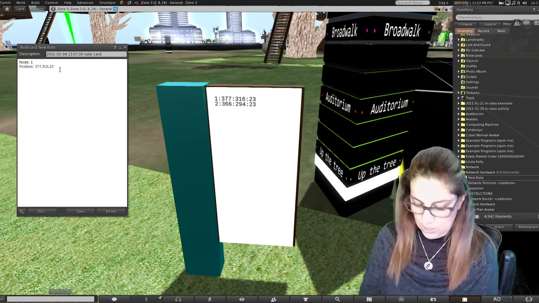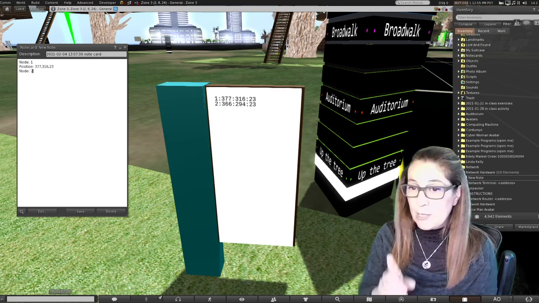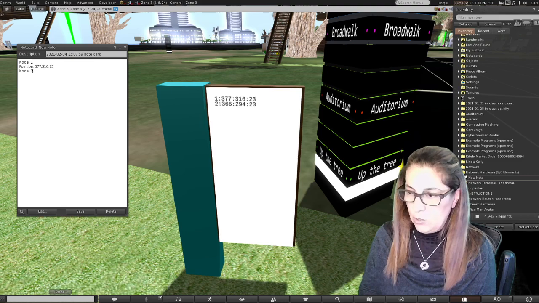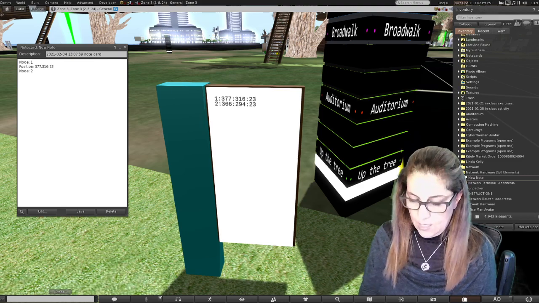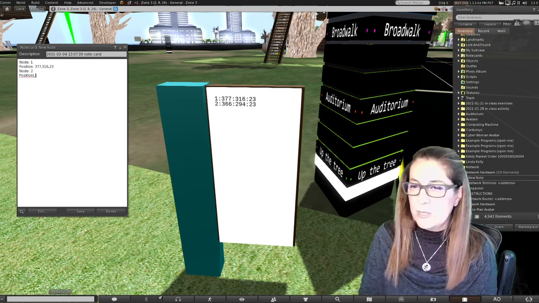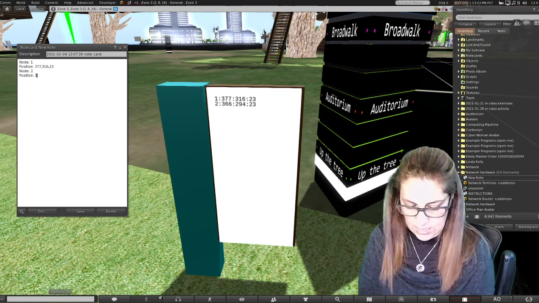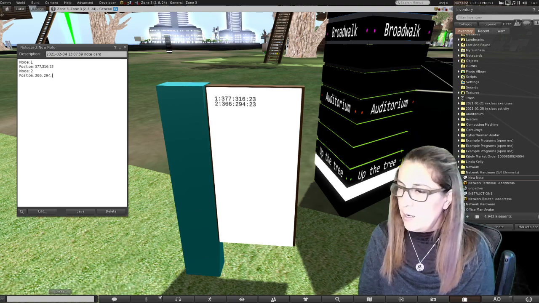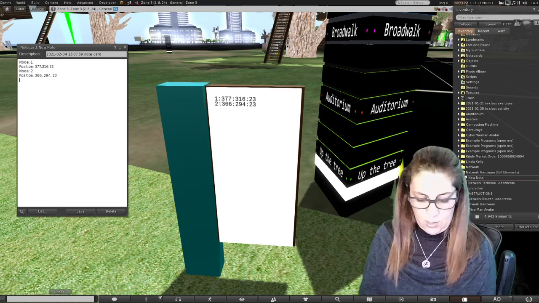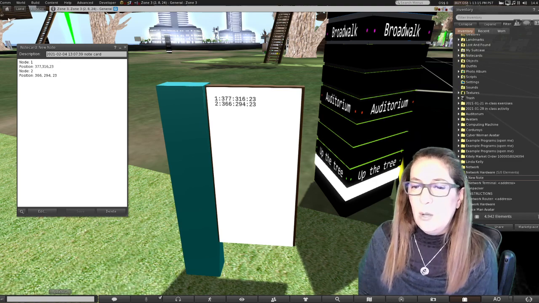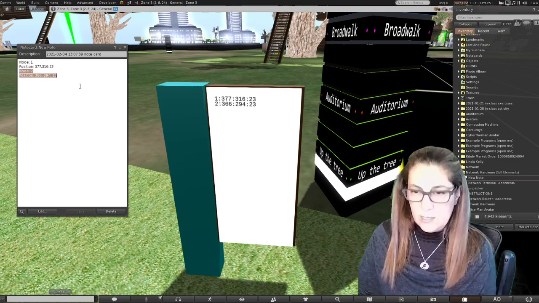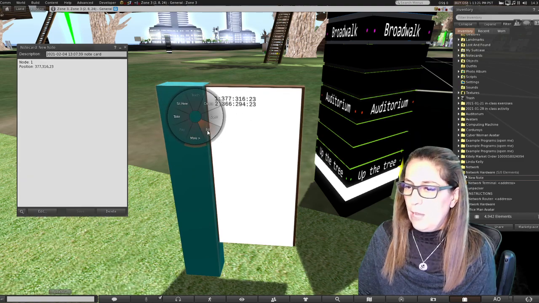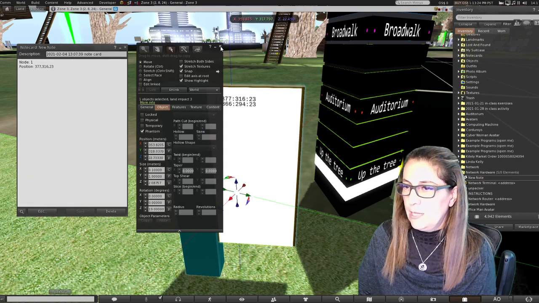So let me just continue over here. Node 2, I'm writing these two, but the terminal takes only one at a time. I'm going to do position 366 294 23. These are commas on my note card. So anyway, let me take this out, save it. So now I'm going to reset the router finally.